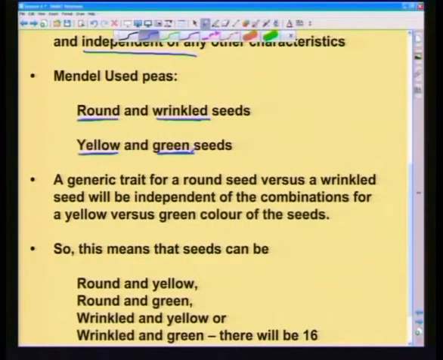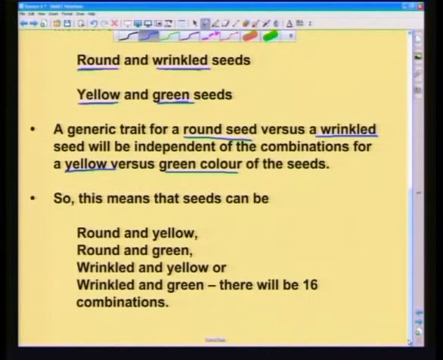All right, a genetic trait for round seeds versus wrinkled seeds. So we're looking at round seeds versus wrinkled seeds, and we're looking at yellow versus green color seeds. So we're looking at 2 characteristics. Now, what kind of combinations are we going to have here? This means that we can have the following.